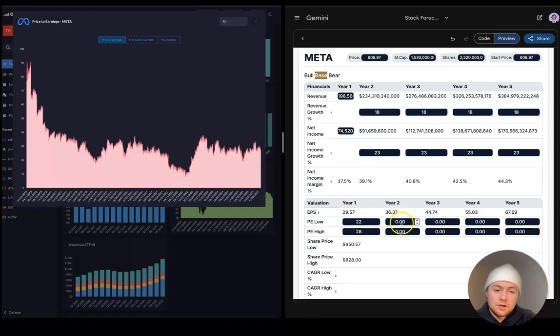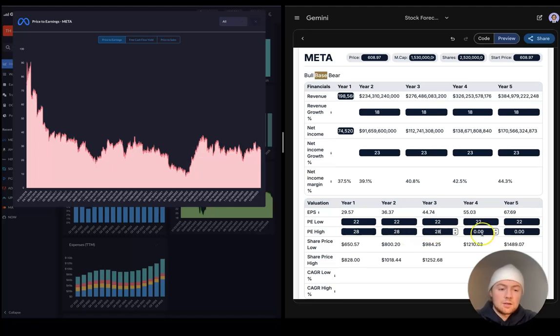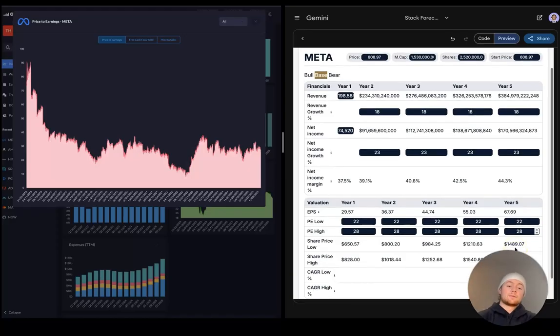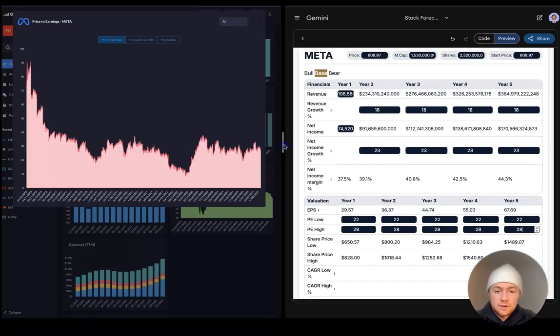I think they're conservative. Meta's not going to trade at a 22 PE ratio if it keeps growing revenue at 18% and net income at 23%, and margin expansion continues to go through the roof. So I think it's very conservative to just stick with these numbers. So we'll do that on the low end, 28 on the high end. Bang. All right, so let me see if I can expand this a little bit.